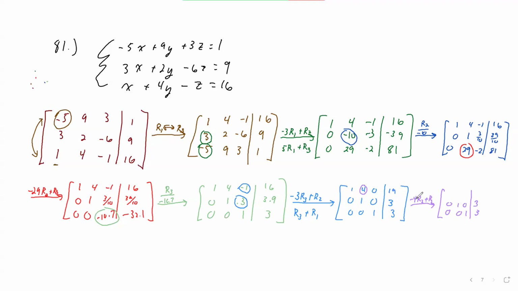So negative 4 times 0 is 0 plus 1 is 1. Negative 4 times 1 is negative 4 plus 4 is 0. Negative 4 times 0 plus 0 is 0. Negative 4 times 3 is negative 12 plus 19 gives me 7. So therefore, that's what my x, my y, and my z is. So therefore, x is 7, y is 3, z is 3. So instead of stopping here and doing substitution, you go a little bit further, and then the matrix will eventually give you the full answer.